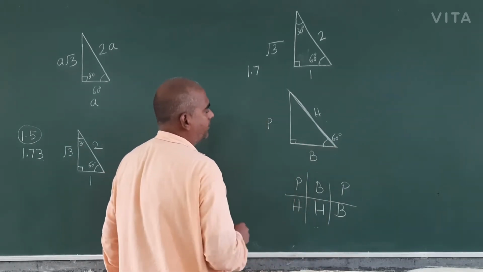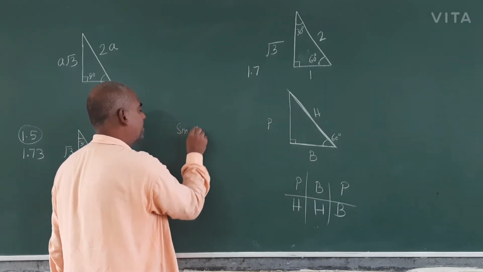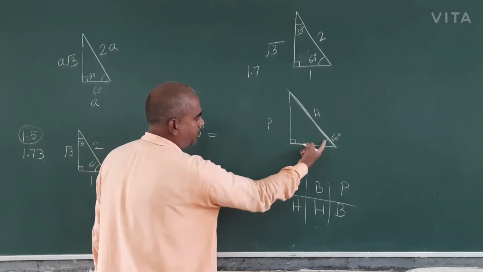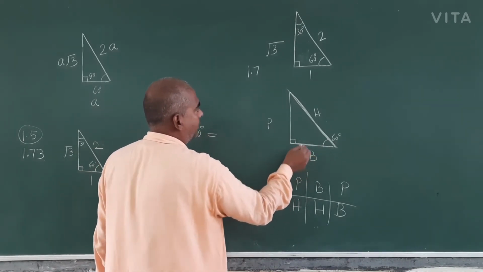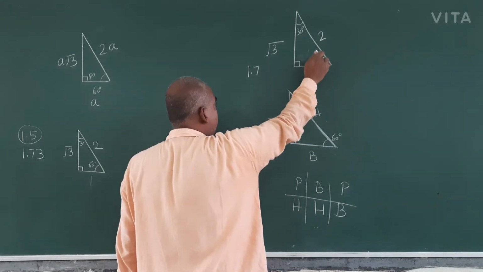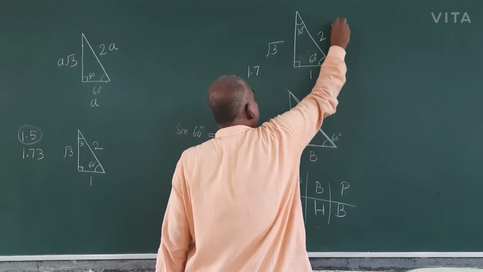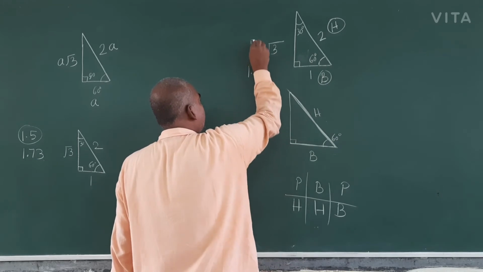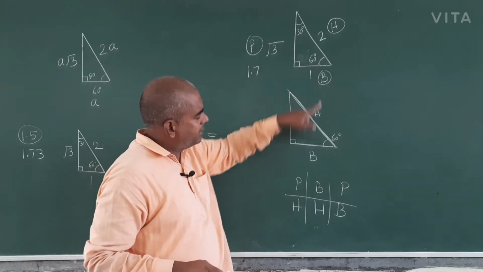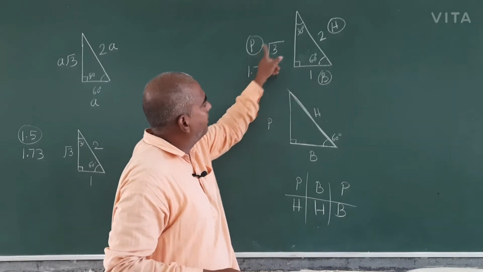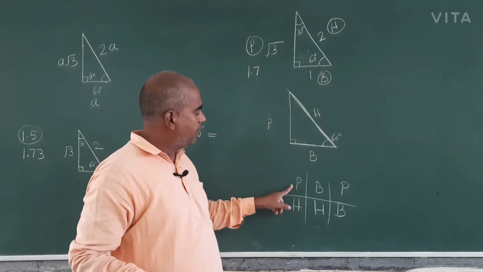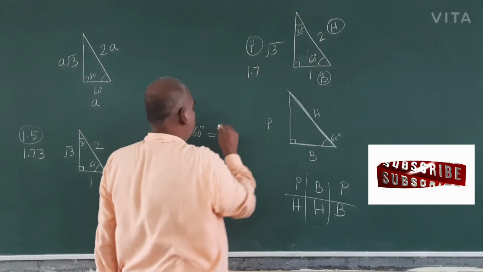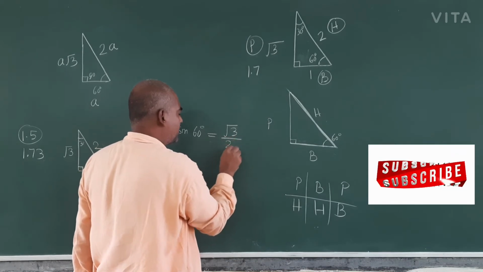So sine 60 is equal to perpendicular by hypotenuse. Perpendicular, okay. So this is sin 60, perpendicular, and this is the hypotenuse. For the 60, this is the base and that is the perpendicular. So for 60, this is base, perpendicular, hypotenuse. Sin 60 is perpendicular by hypotenuse, perpendicular root 3 by hypotenuse 2, so root 3 by 2.